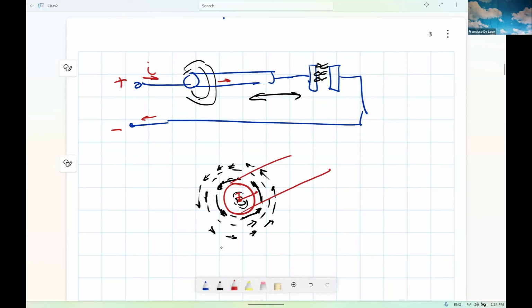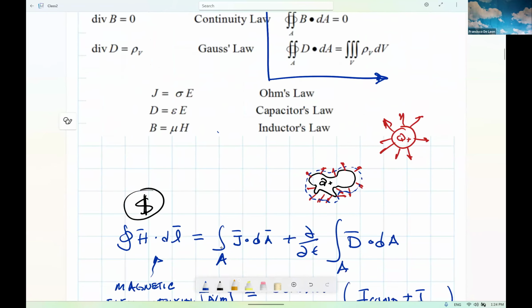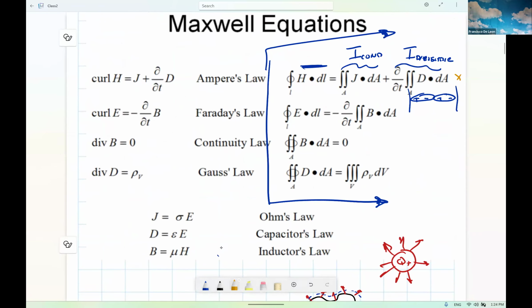So you've seen the experiment where you come with a compass, right? Let me put an orange compass. You come with a compass, and it has the north and south pole, and it will align with those lines. All right. So this is the first equation.